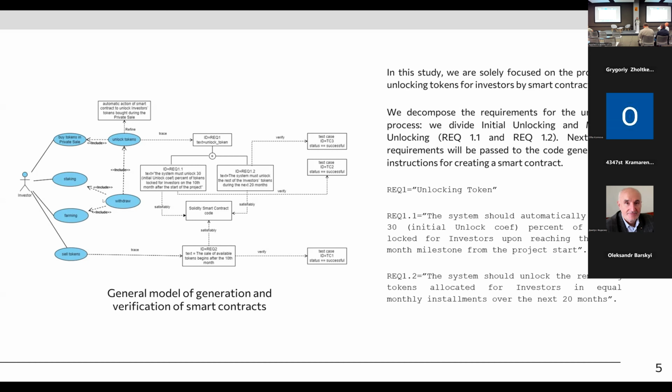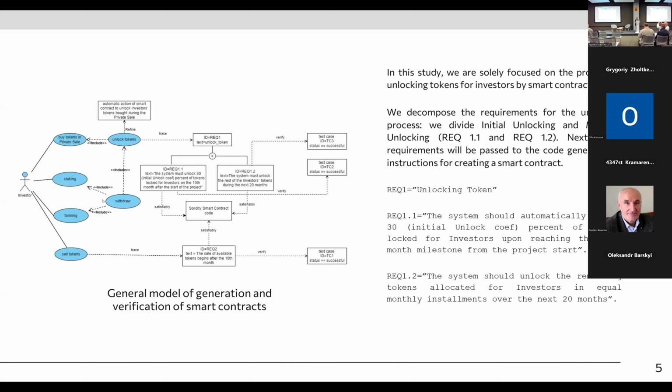So to generate the code of smart contracts using artificial intelligence, it's necessary to provide clear, comprehensive, and understandable requirements, because the completeness and accuracy of the requirements definition affects the result of the smart contract code generation. In this study, we are solely focused on the process of unlocking tokens for investors by smart contracts.